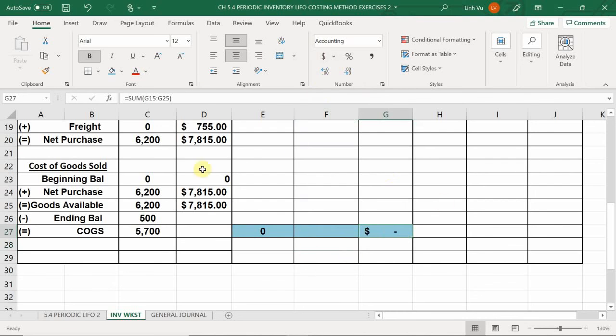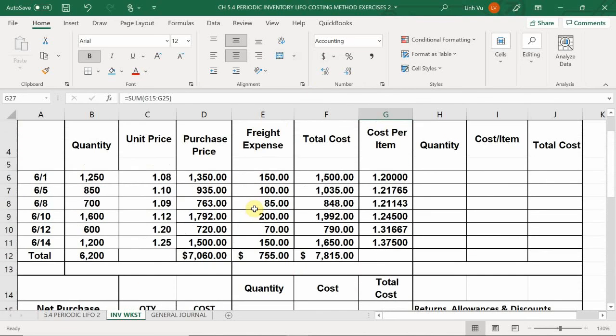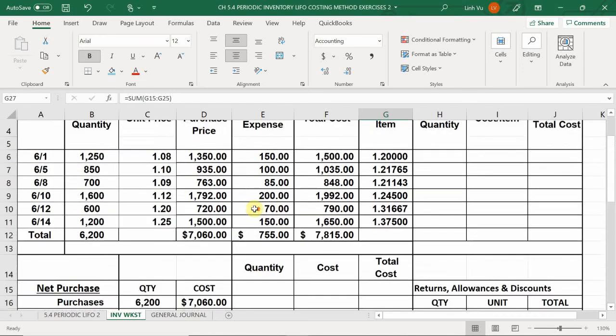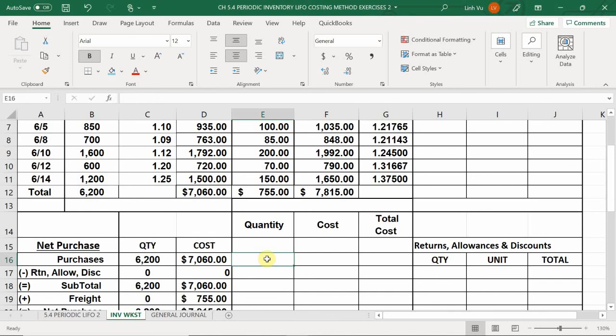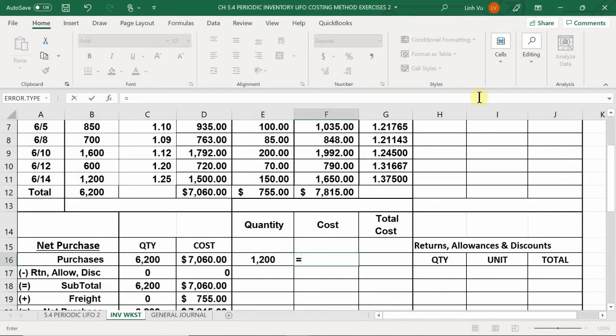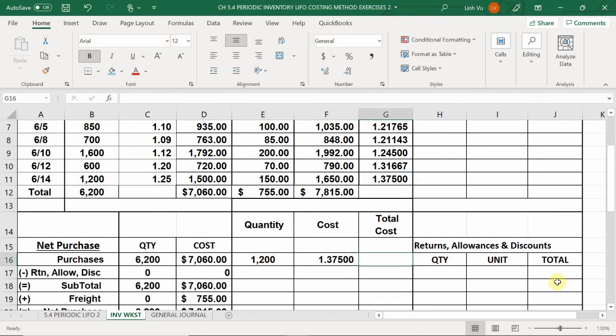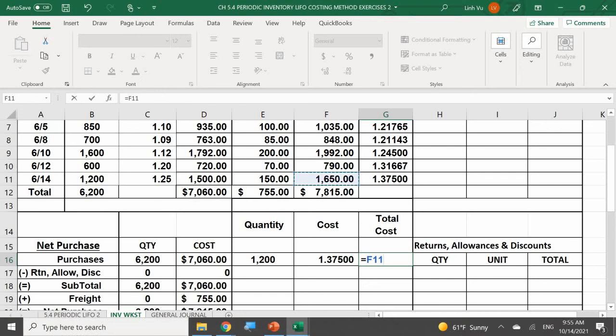Okay. So let's start from the list here. In this case, I'm using LIFO. Which batch of inventory am I going to sell out first? The last one, which is going to be 1,200. So in this case, 1,200 is my first one, or I guess the last one I bought in, which is on the 14th of June, which will cost me a grand total of $16.50.